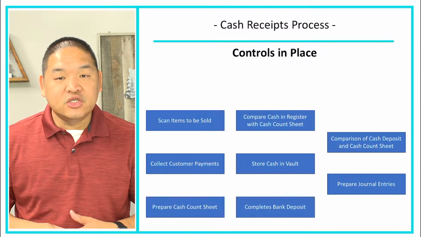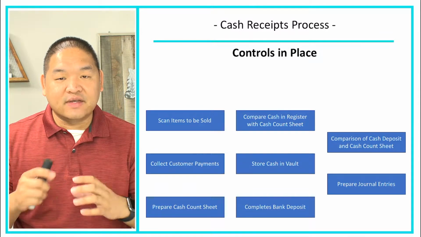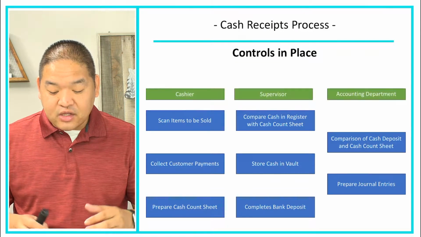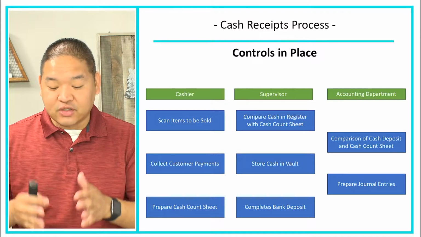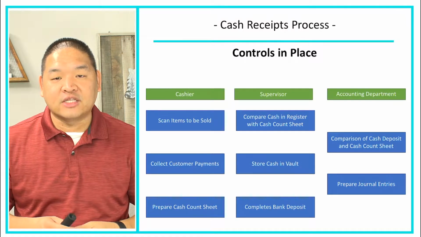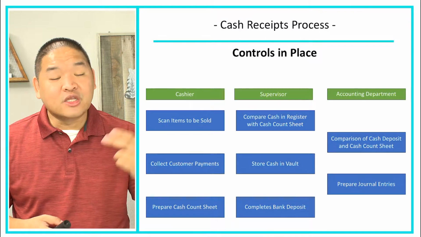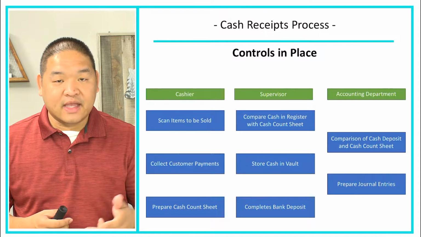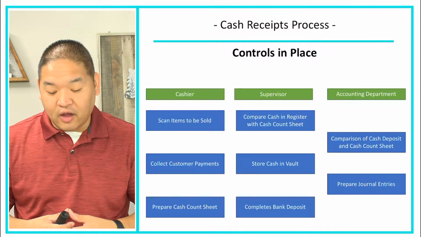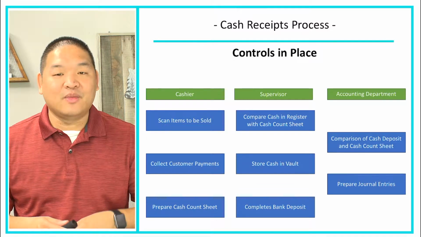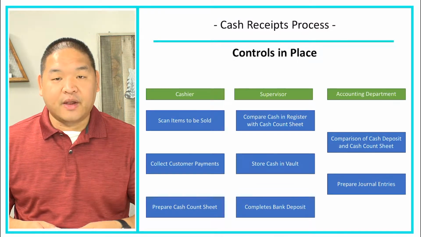So notice that we do have some of the control activities that we talked about in another section right here. For instance, notice that we've got different people in place. The cashier is going to do the scanning, collecting the payments, and then preparing the cash count sheet. The supervisor is going to review the cash in the register and the cash count sheet. They're going to store it in the vault, and they're going to prepare the bank deposit. And then we also have the accounting department, who's going to do the comparison and prepare the journal entries.